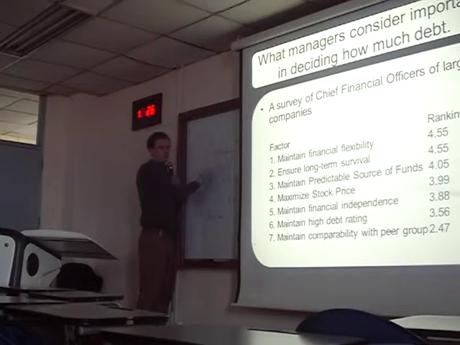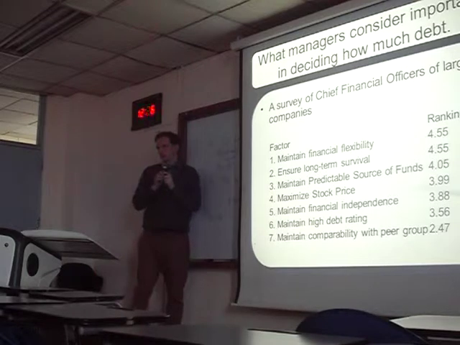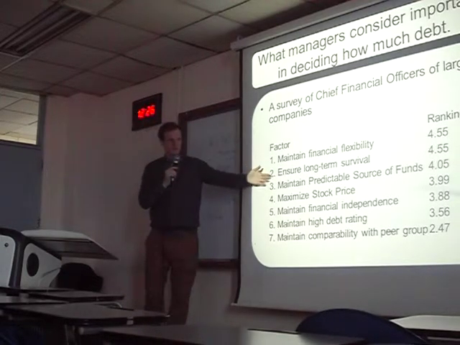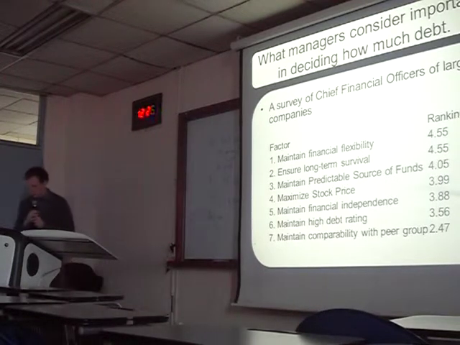Make a new restaurant, okay? This guy goes to the bank, we did very well last year. Oh, that's great, but we already have 90% debt, so I'm not giving you any more loans, okay? So this one then can expand more quickly too. So this is the main factor that the managers think about, okay? Some other factors down below. Debt is a predictable source of funds. Maximize the stock price because debt is cheaper than equity.